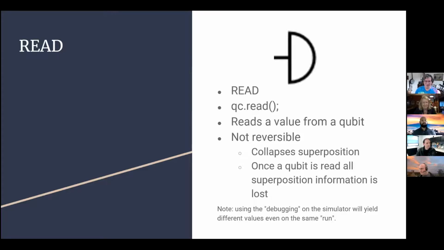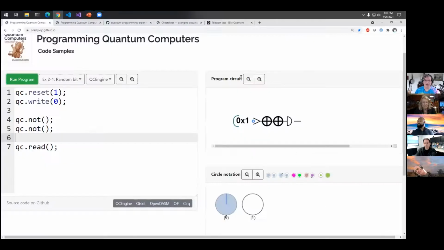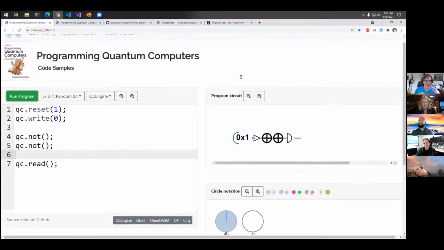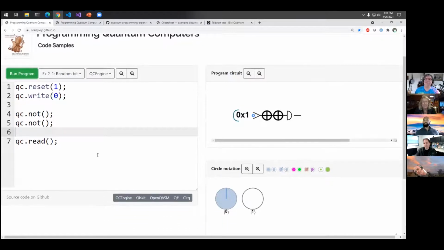There's a little note down here, which as a classical developer, this bothers me in the simulator. And I'm going to show this rather than talk about it. Okay, so let's, is this big enough for everyone? Okay, I tried to make it nice and large.